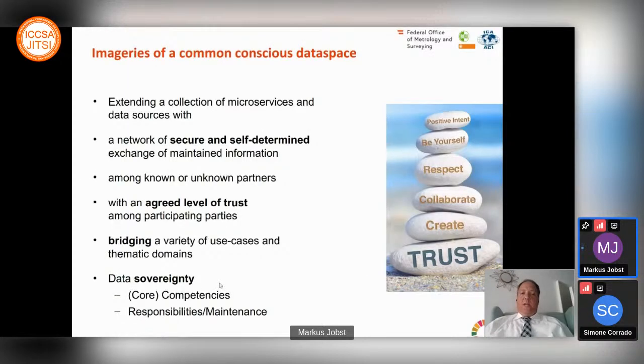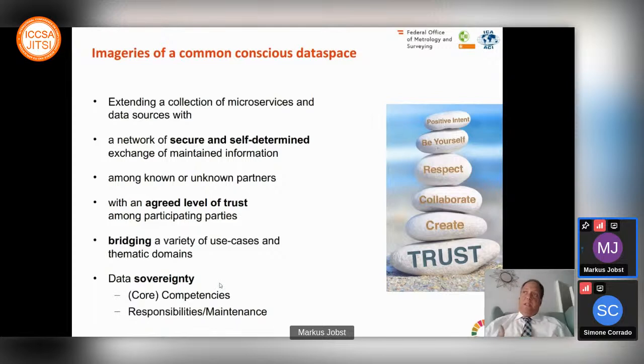So speaking of a common conscious data space means that we are extending our view of the smart environment, of the information that is around, and we are extending the meaning and the collection of microservices and data sources by a network of secure and self-determined exchange of maintained information. So any information that is in there could be used with a secure and self-determined exchange. It does not matter if this information is coming from a known or unknown partner. It is a data lake. So it is really a collection and not a priori known what is in there.